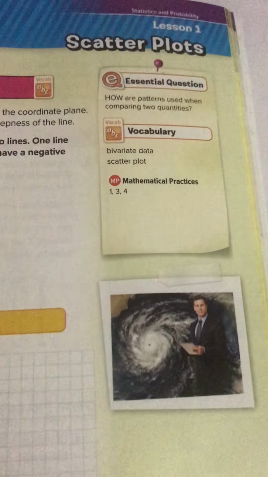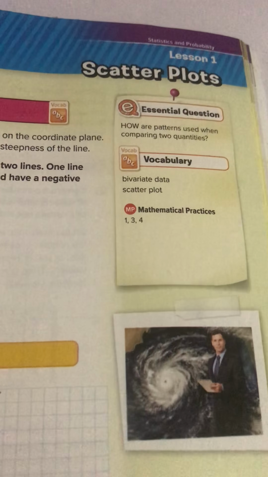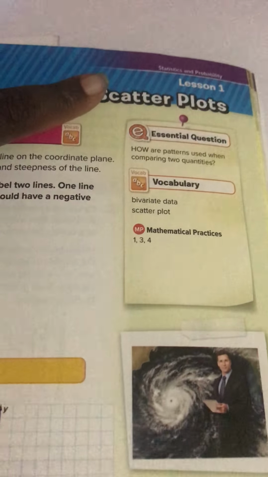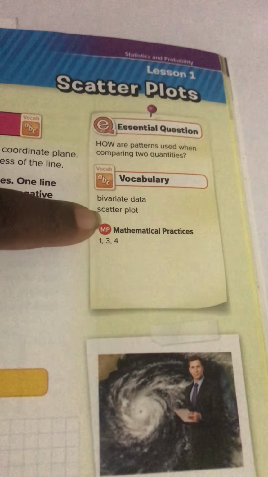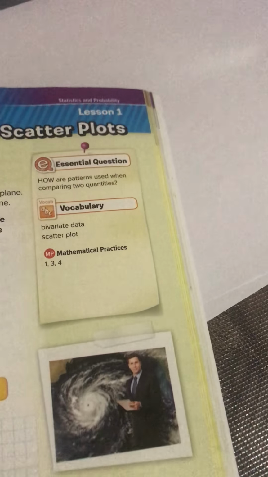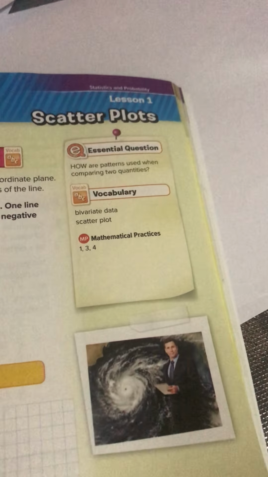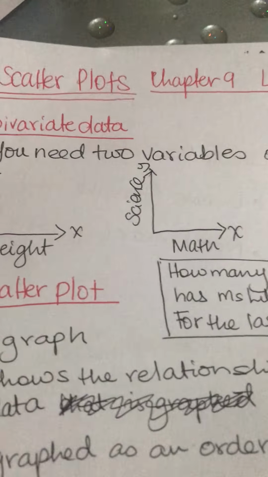Okay, so let's start lesson 1. Lesson 1 is on scatter plots, and the vocabulary that you need to know for lesson 1 is bivariate data and scatter plots. You need to be able to explain what is bivariate data, and you need to be able to explain what is a scatter plot.